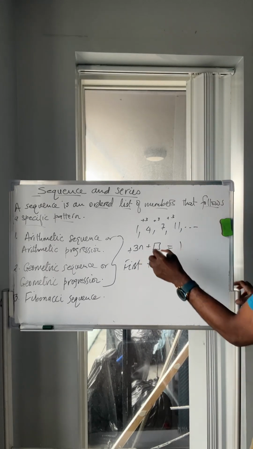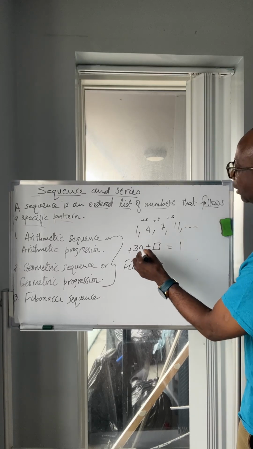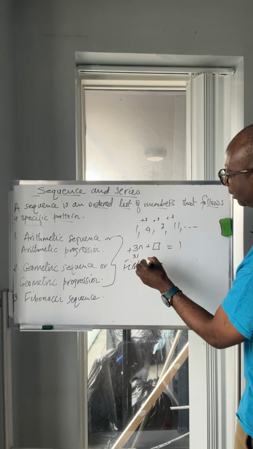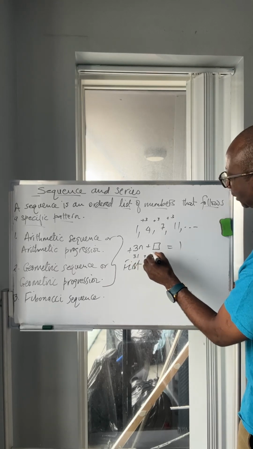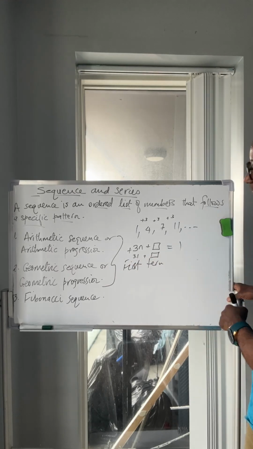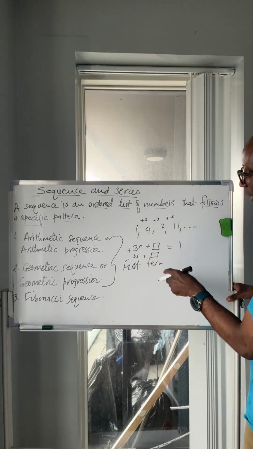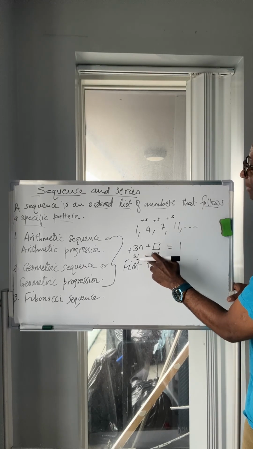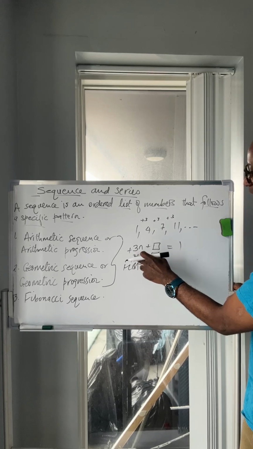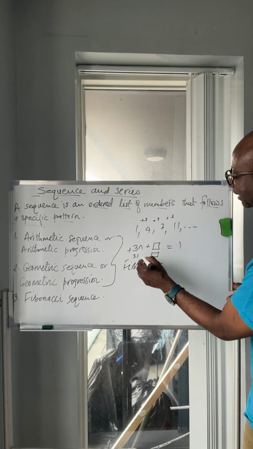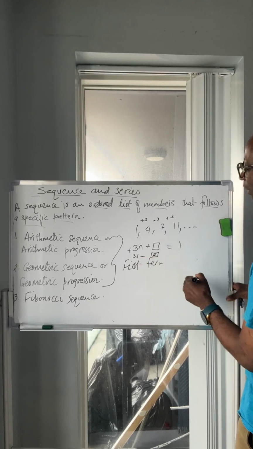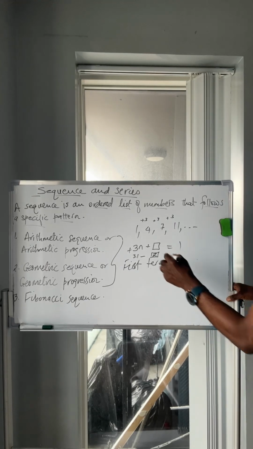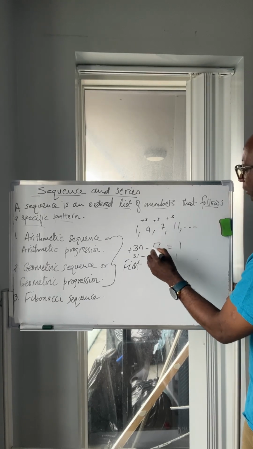What should I add here? Because I'm looking for the first term, this n here will now be 3 times 1, which is 3, plus what will give me 1? To get 1 here, I don't need plus, I need minus, because it is already big. So I need to subtract: 3 minus 2 will give me 1. So this now becomes minus 2.